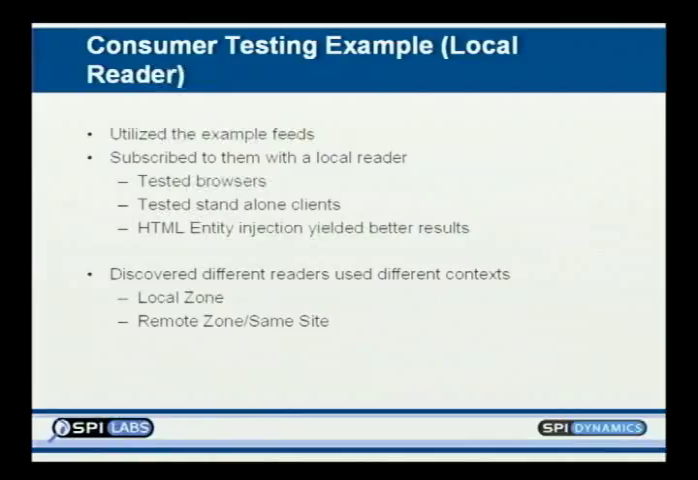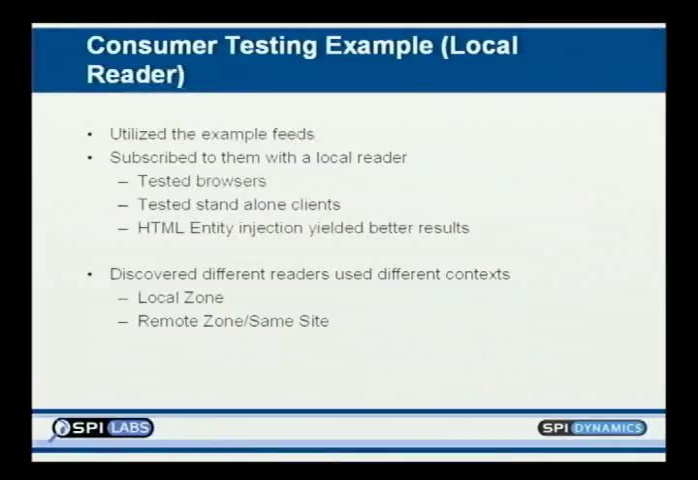So with the entity injection, a lot of the times they download the feed, and when I created a feed that had HTML entities instead of the literal tags, they would convert that, and then they would take that data and shoot that into the browser view, and they didn't take into consideration some of the things that may be in there. Different readers had different context.